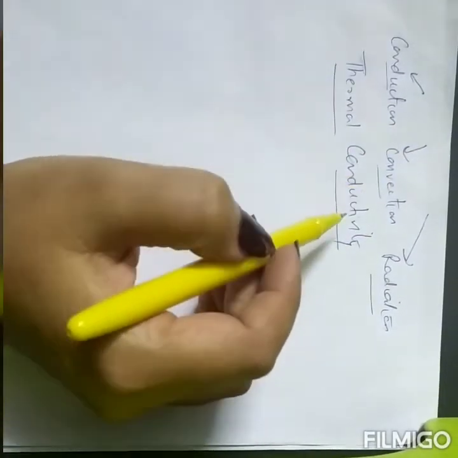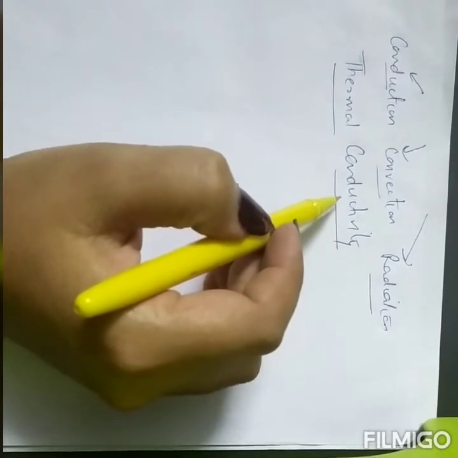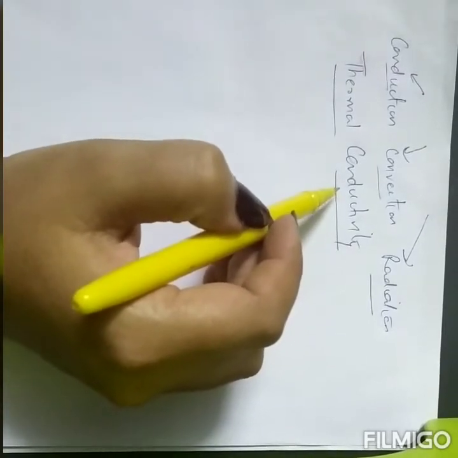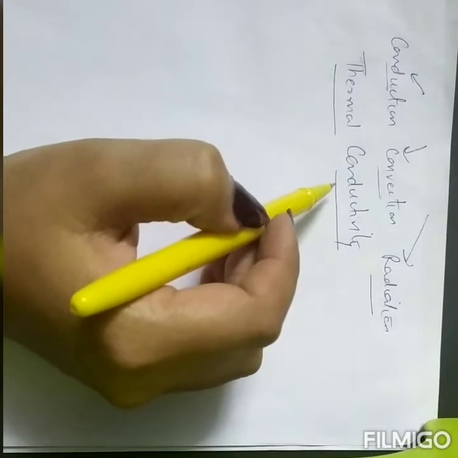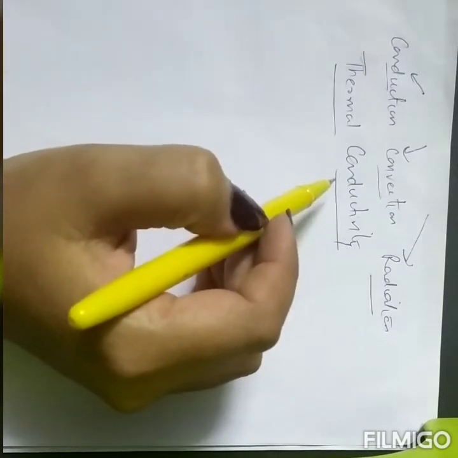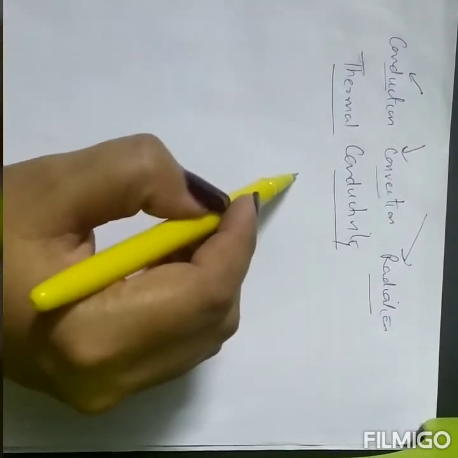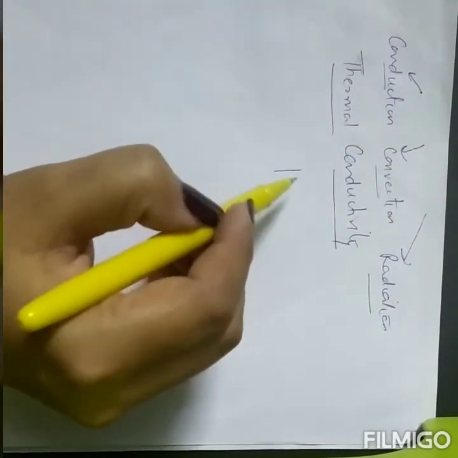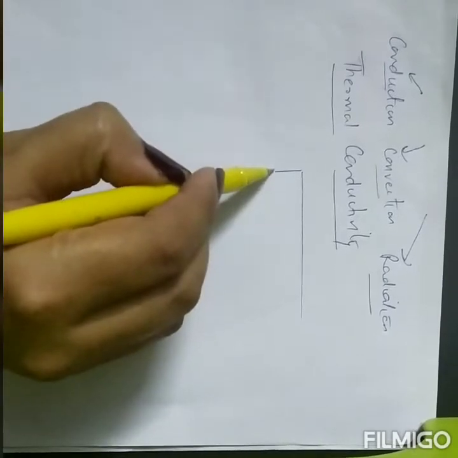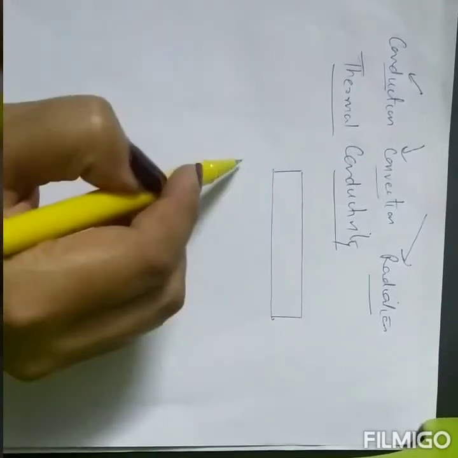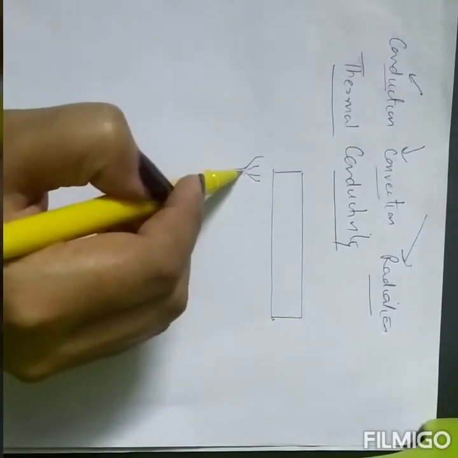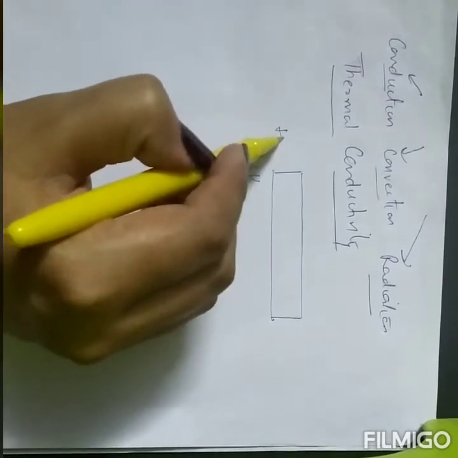Basically, conductivity means when heat can pass through any particular medium. So how is heat actually transferred in that medium, and what is the coefficient of thermal conductivity that we have to calculate? For this, first we consider a metal rod. Now let us heat one end of the rod. We are giving it heat.